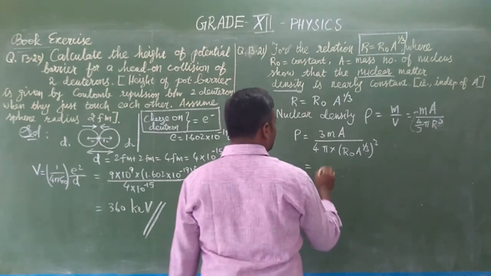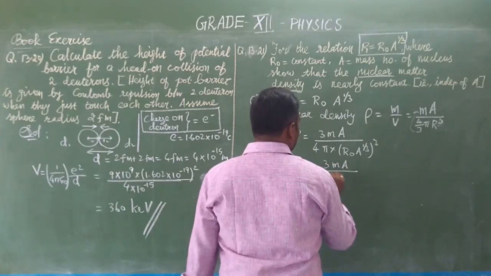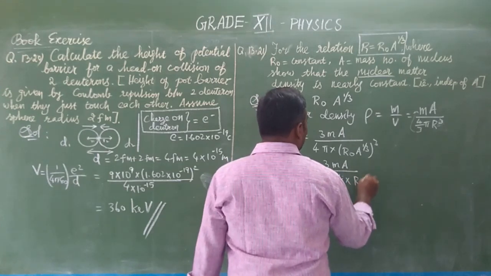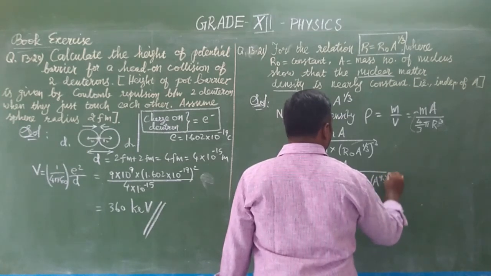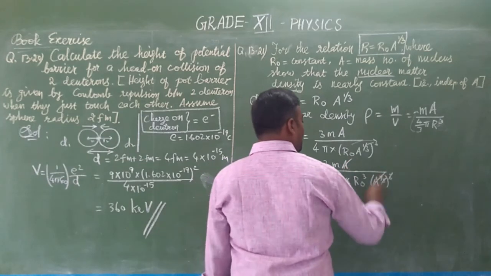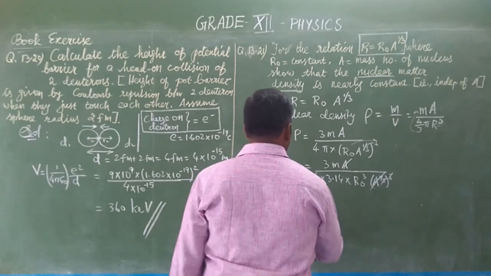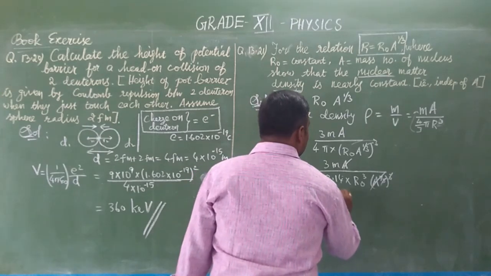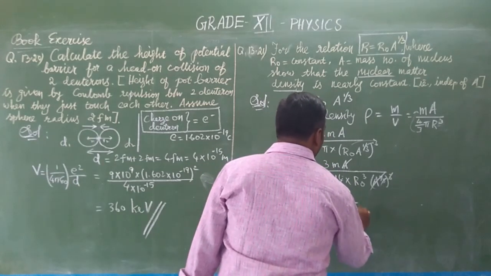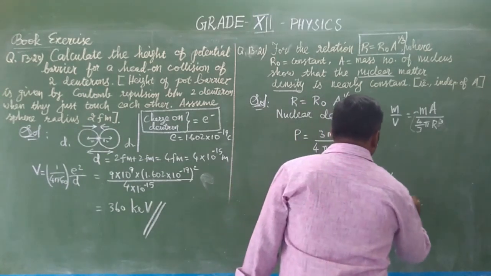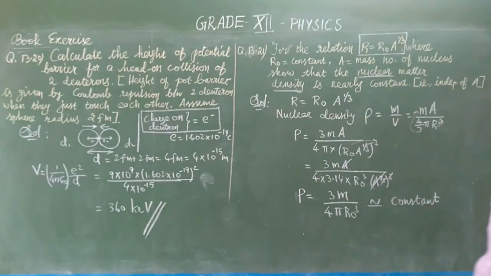Okay. The next step, 3 into MA divided by 4 pi, that is 3.14, into R naught cube into A power 1 by 3 whole cube, since the cube is common for both. So the cube cancels and the A and A also cancel. So finally the final density is 3 into mass of the nucleus divided by 4 pi R naught cube. So this is approximately equal to a constant. Hence we have shown that the nuclear matter density is nearly constant.